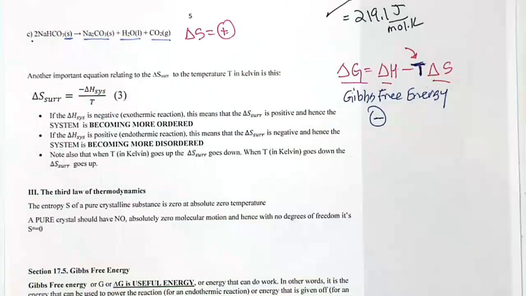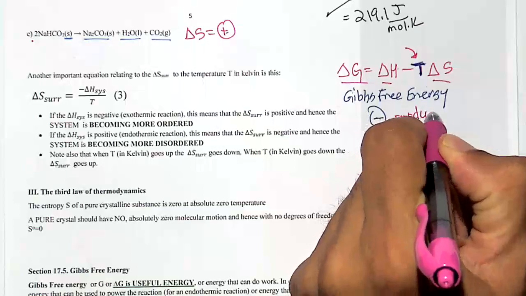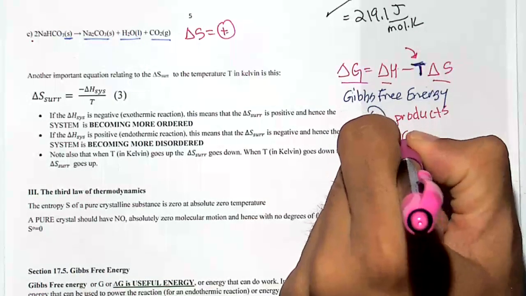All right, my final question here is a review. If your delta G is negative, what does that mean the reaction becomes? Does it favor products or reactants? Products. It will definitely favor products. And what type of reaction is this? Yes, exergonic. Very good.